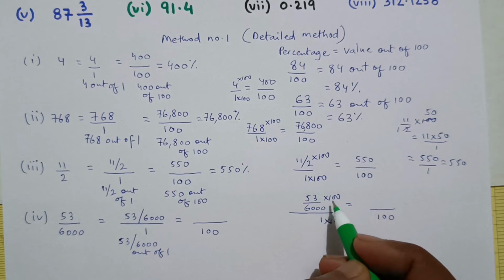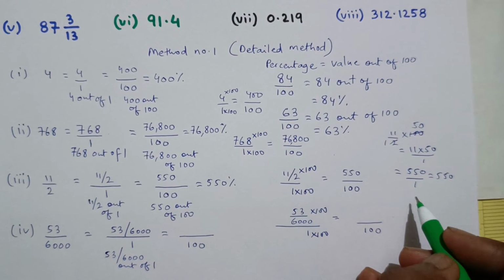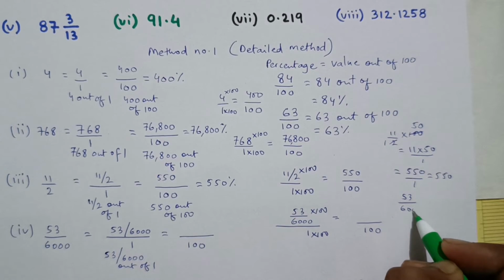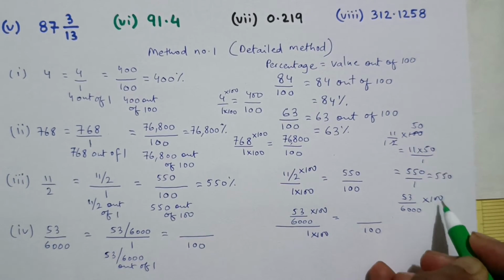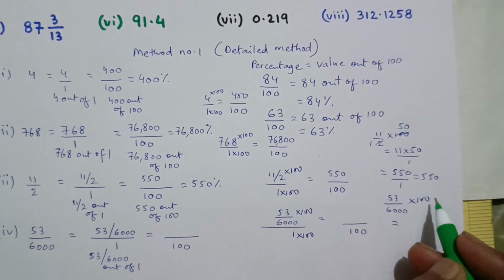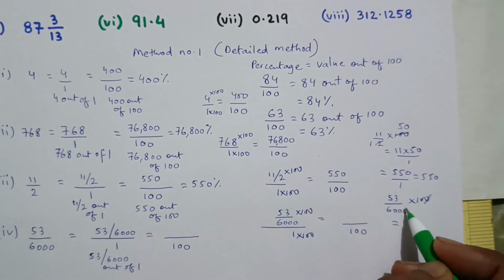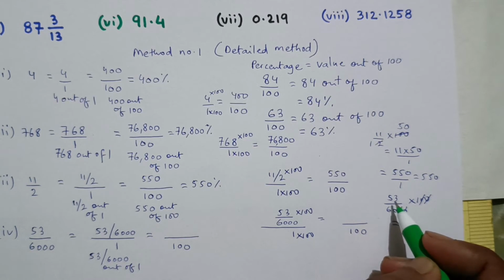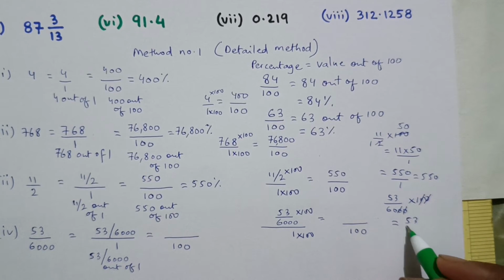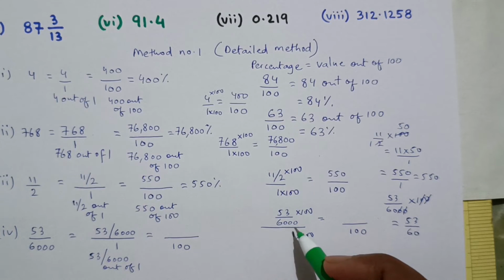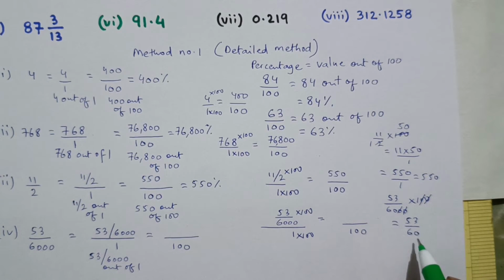53 by 6000 into 100. So how much is that? Again, this is a question of multiplication of fractions. So 0 cancels with 0, 0 cancels with 0. So 53 into 1 by 60, which is 53 by 60. So 53 by 6000 into 100 is 53 by 60.